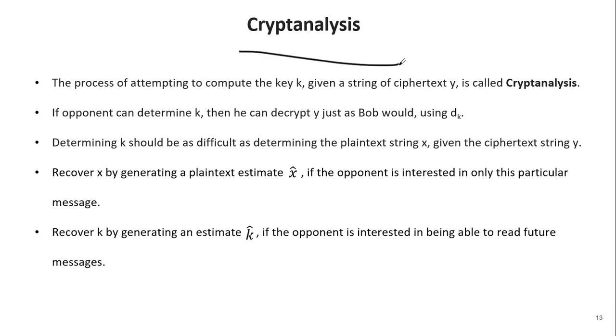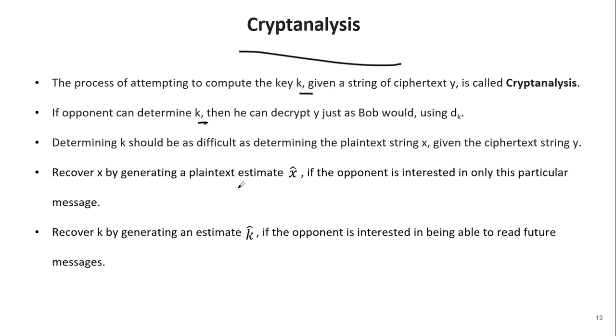Now we'll see cryptanalysis. The process of attempting to compute a key given a string of cipher text is called cryptanalysis. If the opponent can determine K, then he can decrypt Y, just as Bob applies the decryption algorithm using DK. Determining K should be as difficult as determining the plain text string X given the cipher text string Y.